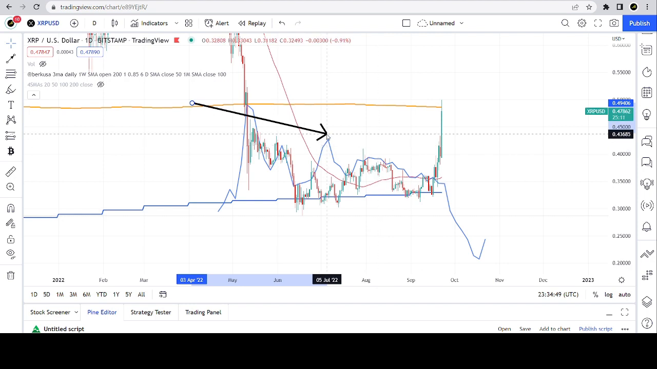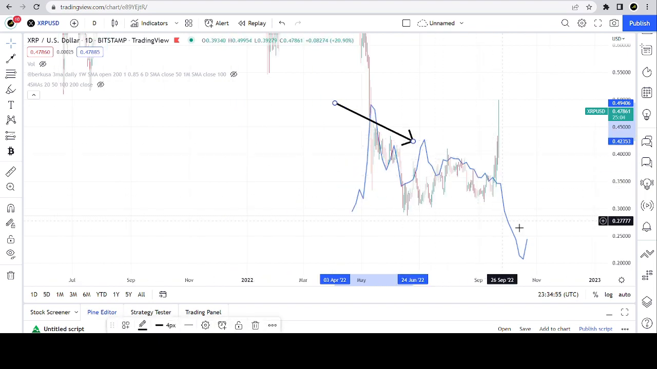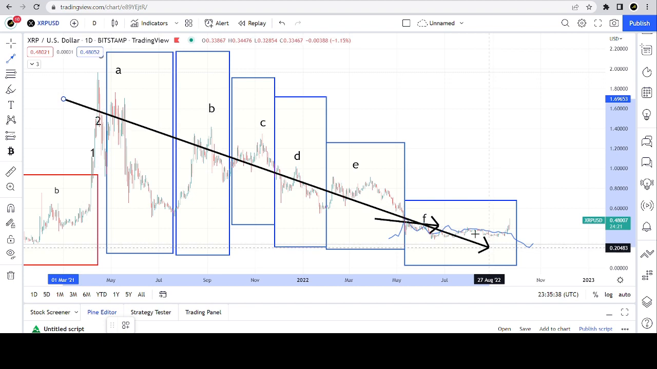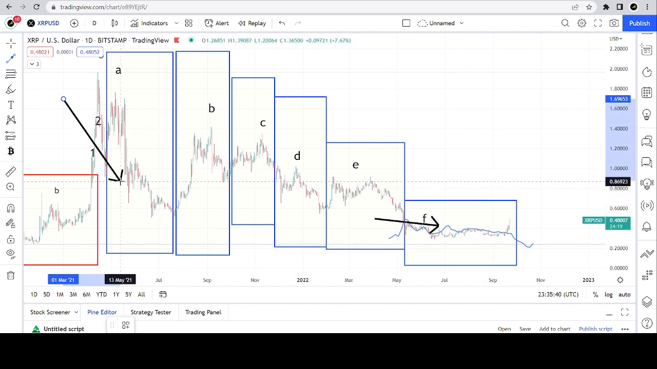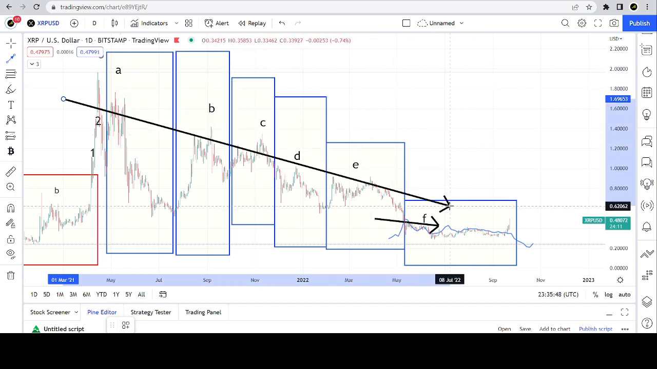Now I'm going to zoom out and show you the full decline, so you can understand what this fractal is in the grand scheme of things. When XRP does a major decline, it repeats the same structure over and over again. It looks different every single time, but structurally, it's the same. I've spoken about this many times. I've labeled them from A to F.